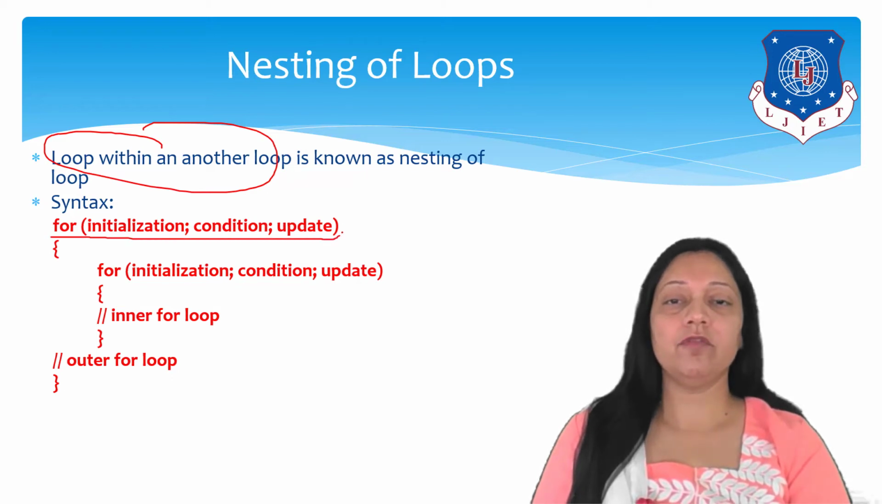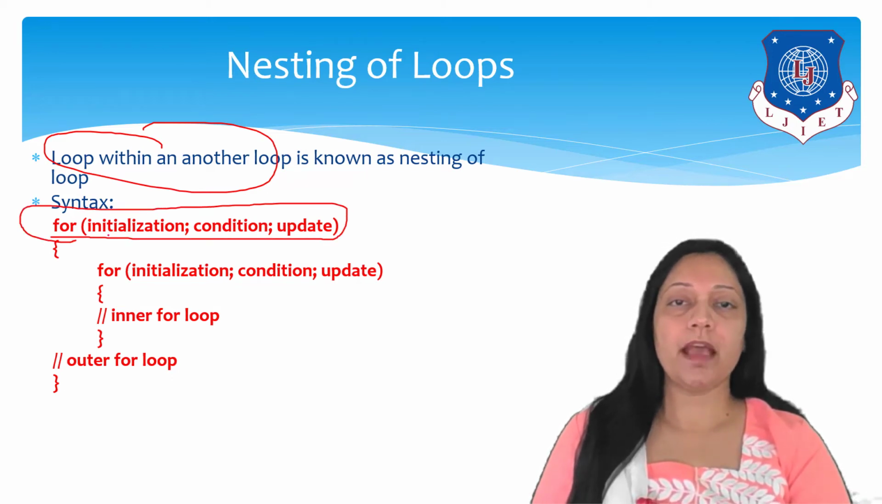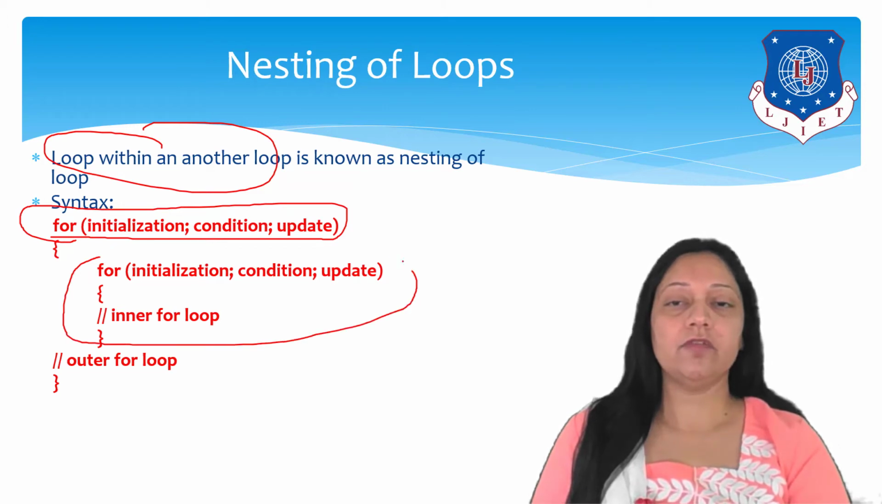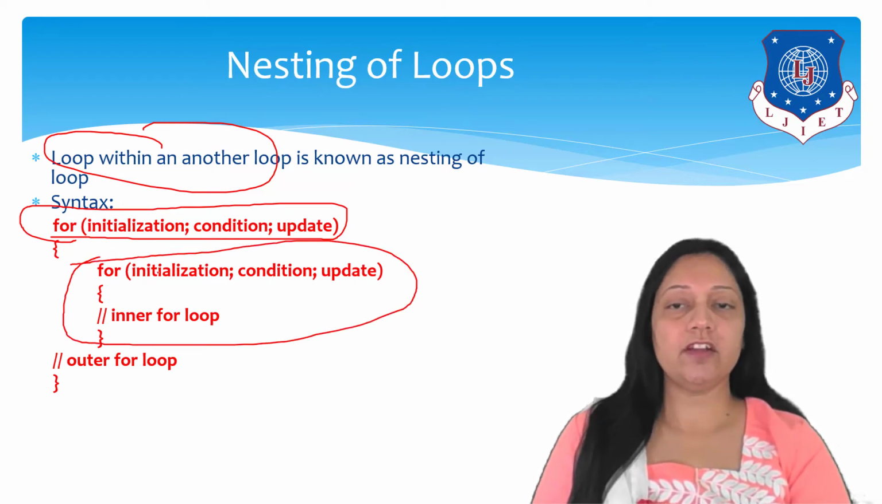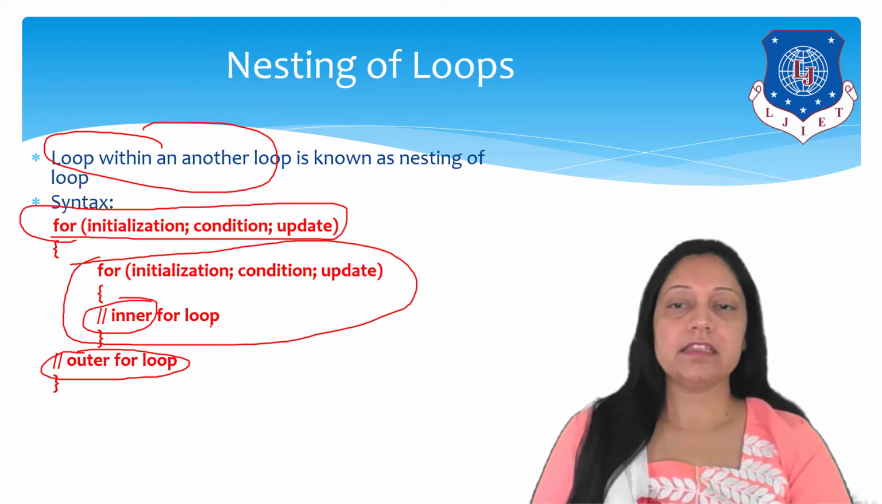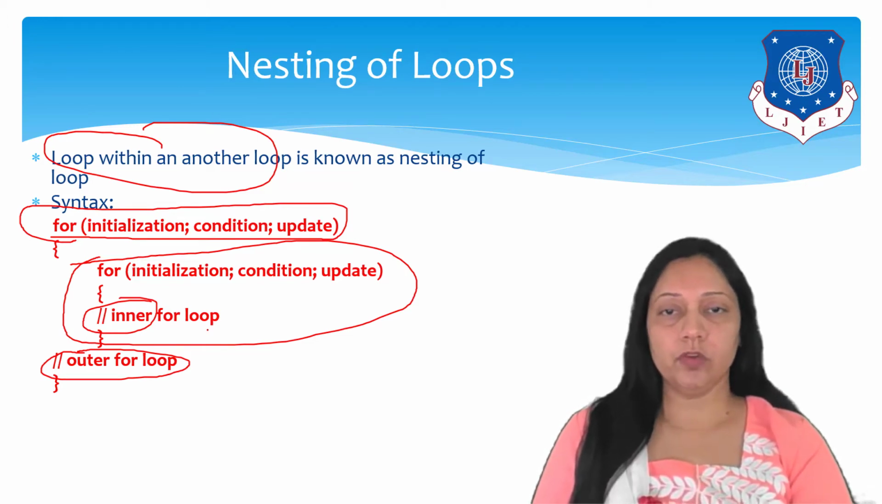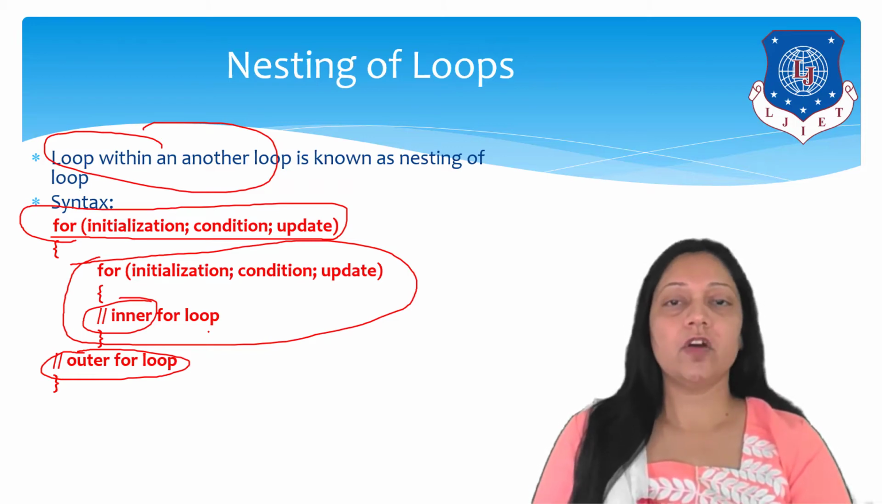We have here one for loop. This particular for loop has three things: initialization, condition and update part. Now inside this for loop, we have another for loop. This is for loop 2. It also has its own initialization, condition and update. This is known as my inner loop and this one is known as my outer loop. It means one loop inside another, that is, an inner loop within an outer loop is known as nesting of loops.